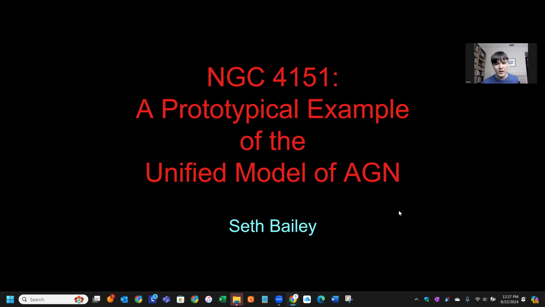NGC 4151, a prototypical example of the unified model of AGN.